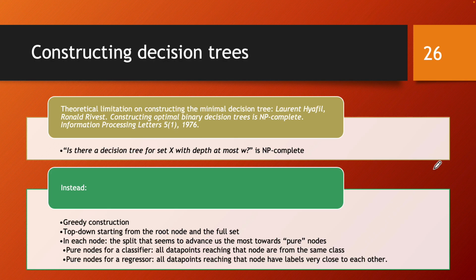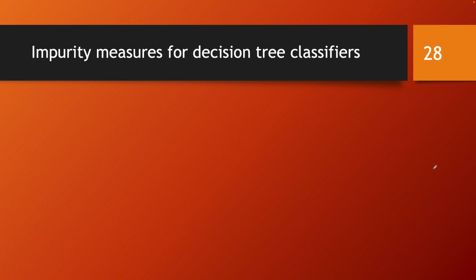So in each node, as you build your tree, starting from the root and then splitting the tree and adding more branches, you are going to make a decision about how to split your data set. You are going to take the split that seems, based on the data set that you see in that node, to advance you the fastest towards pure nodes. And this is how this is done.